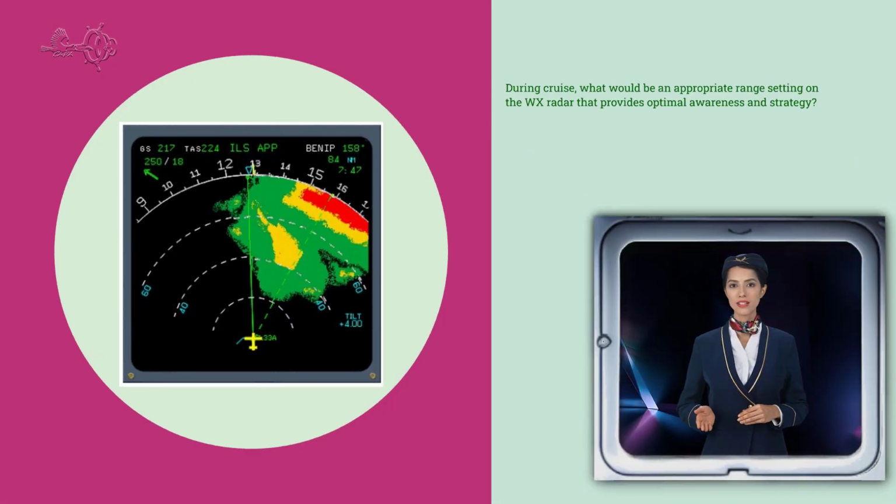We are clear of the cluster, yet we need to remain vigilant. To provide us as a crew with optimum awareness to determine strategy and make reactive decisions, what would be an appropriate range setting on the navigation display for both pilot flying and pilot monitoring?